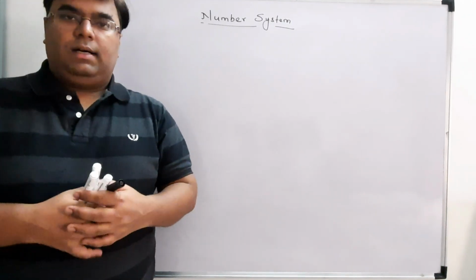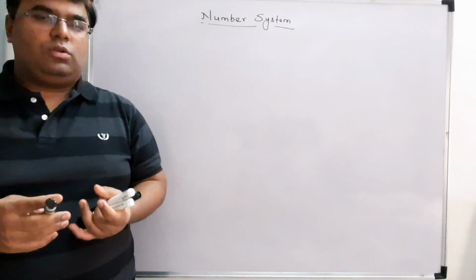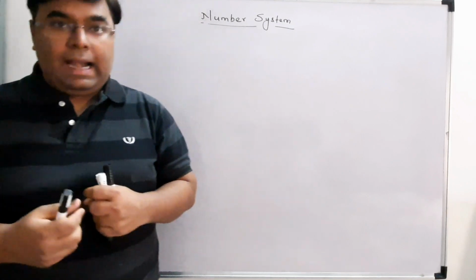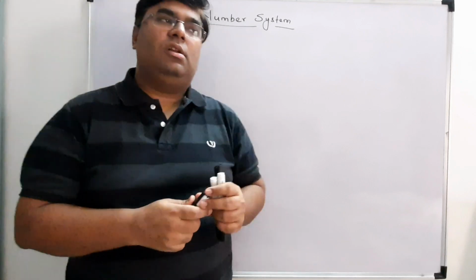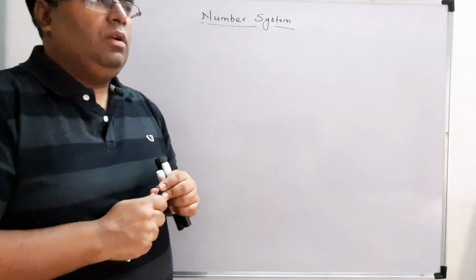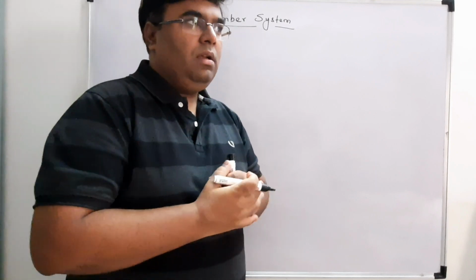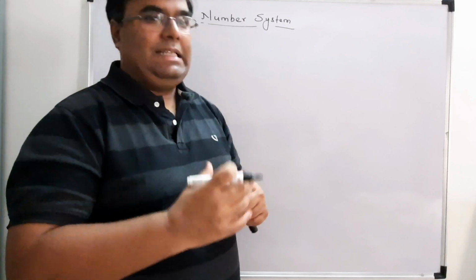Hello students, till now we have learnt about the number system, which is natural numbers, whole numbers, integers, rational and irrational numbers, and how to represent irrational numbers on the number line. Now we will learn about decimals and categorize rational and irrational decimals.